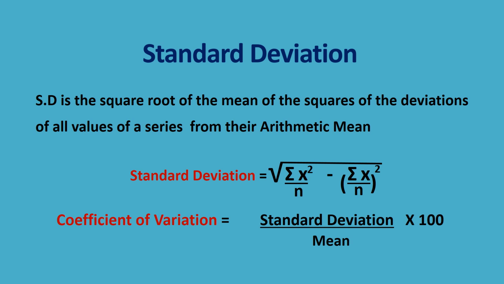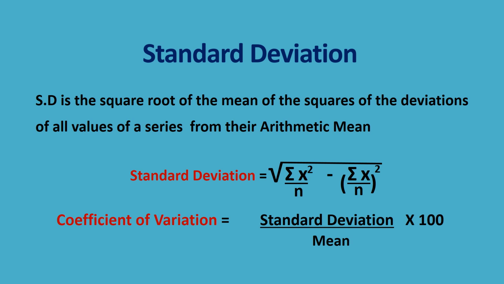Then, in order to compensate for the squaring of the deviations, the square root is taken. Thus, the standard deviation is the square root of the mean of the squares of deviations of all values of a series from their arithmetic mean.